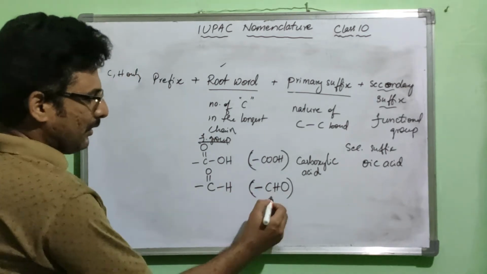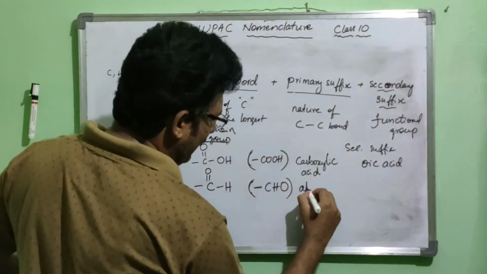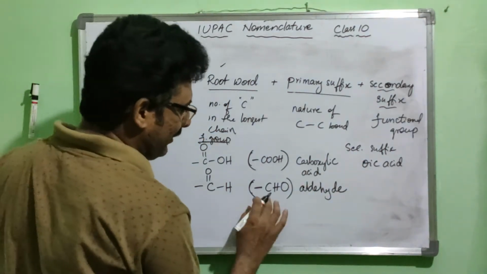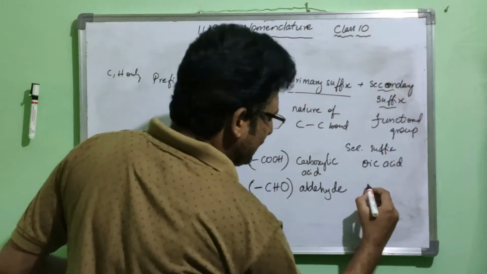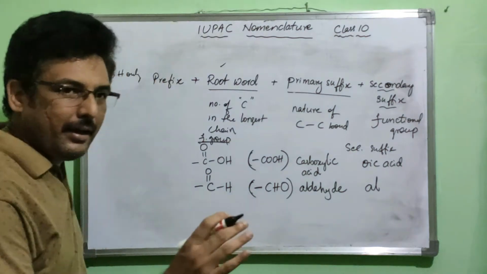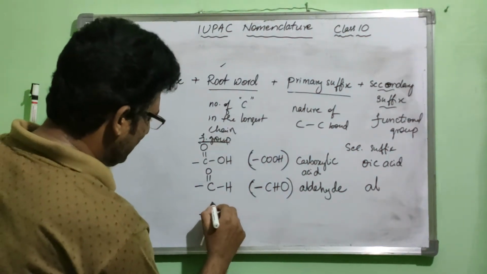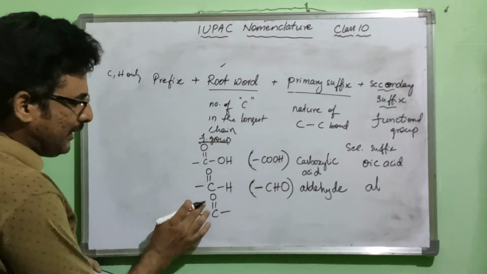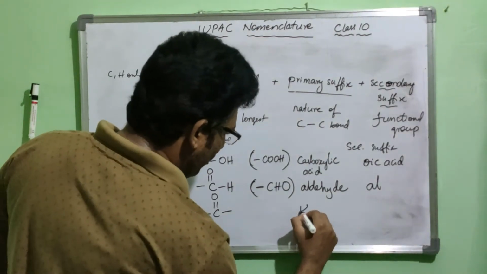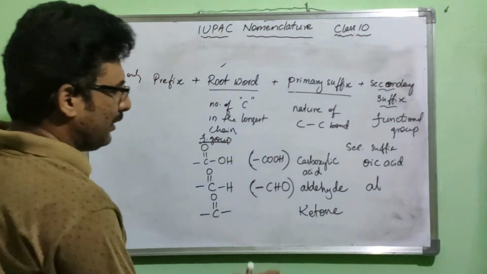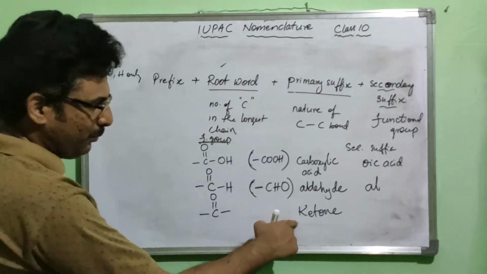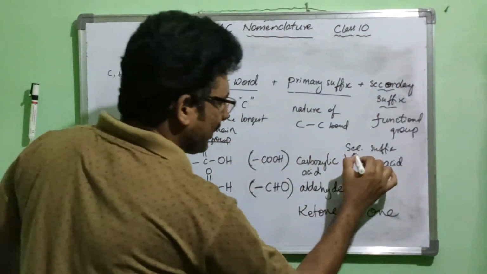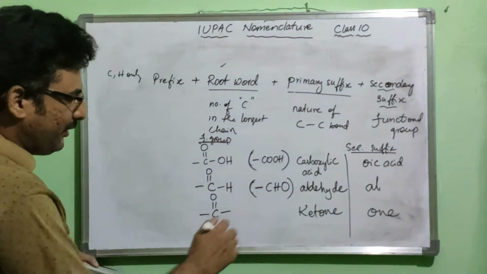So this is a bond. Okay. So CHO. This is called aldehyde group, and when this functional group is there, the secondary suffix will be al. And if you have this one, C double bond O, where carbon will be having bonds on both sides and a double bond to O, then it is called ketone. The functional group is called ketone functional group, and the secondary suffix will be one.